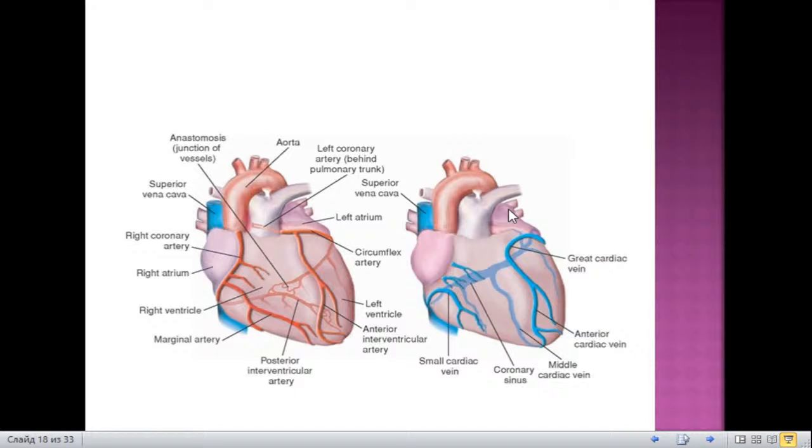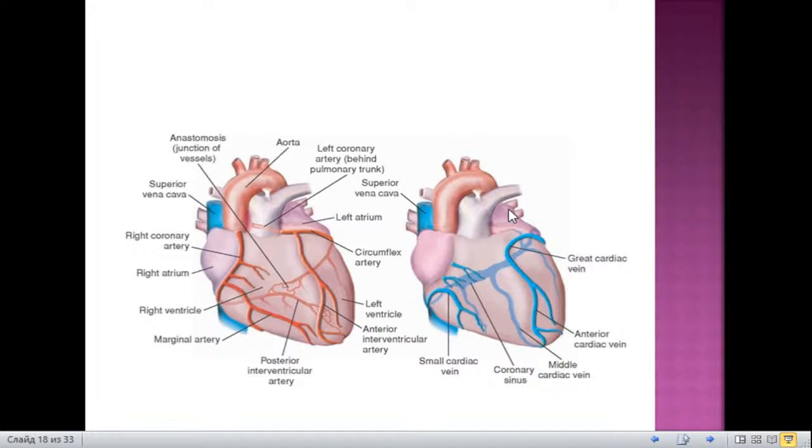So the major feature of the great veins, as you see, is that all of them drain into the coronary sinus. And after that, the coronary sinus drains into the right atrium. About other veins, the anterior cardiac veins collect blood from the anterior side of the right ventricle and right atrium. These numerous anterior veins drain directly into the right atrium and rarely into the right ventricle.